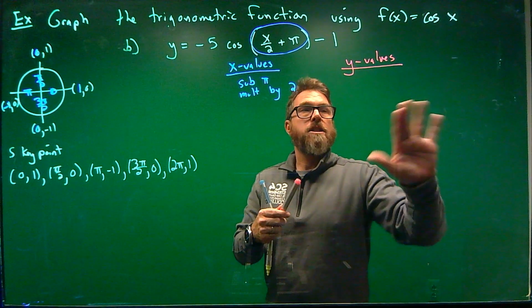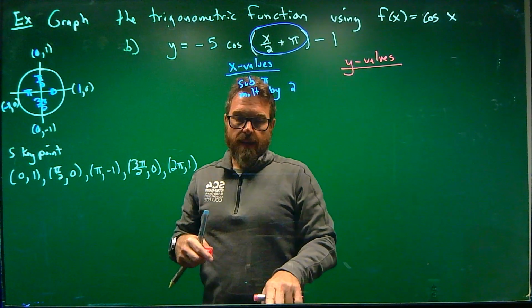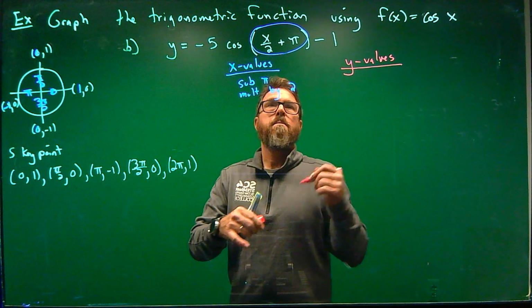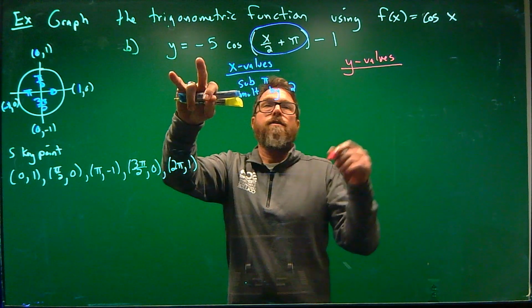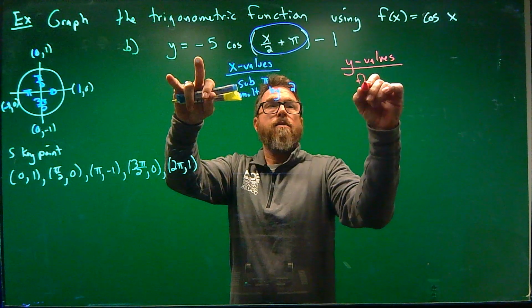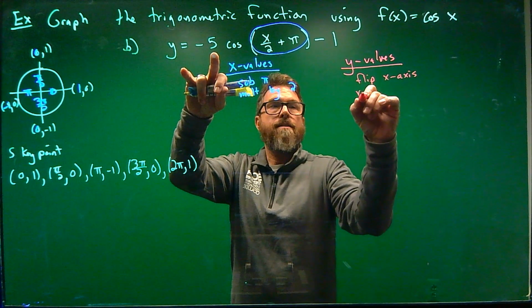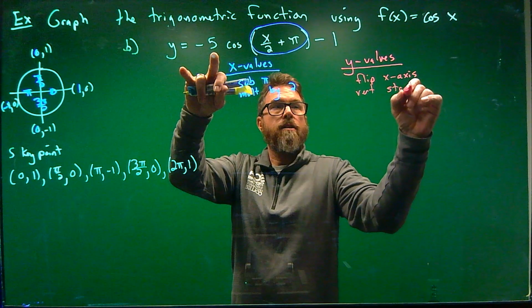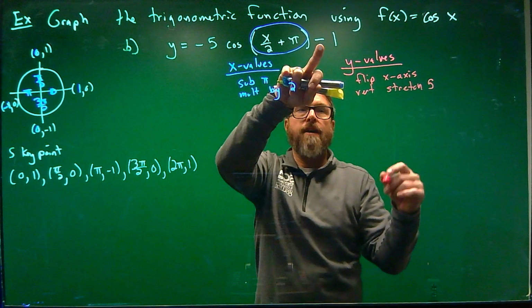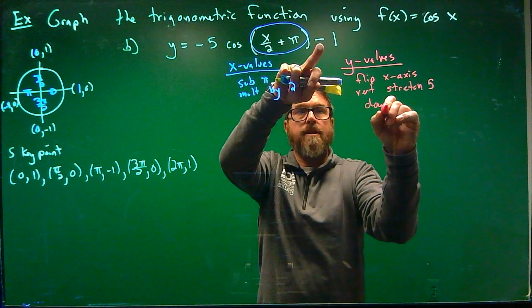So let's kind of separate that -5. Well, the -5 is, let's do the negative first. So negative is going to flip over the x-axis. Now the multiplied by 5 is going to be a vertical stretch of 5. And then finally the subtract 1 is going to go down 1.